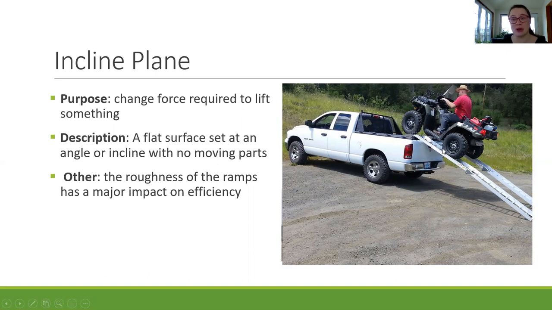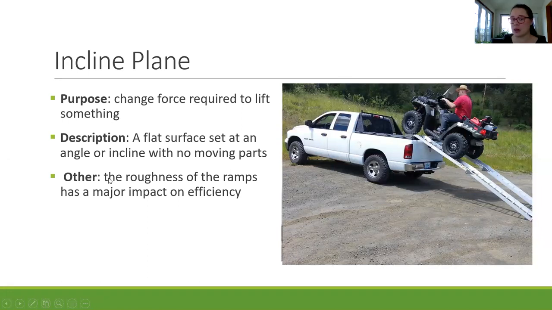But when we're pushing up a ramp, we're going to find that we use less force in order to move it. Okay, so the ramp is really supporting some of that gravitational force. So it's just a flat surface set at an angle. Easy description. We don't have to describe too much of it. That's pretty elementary.